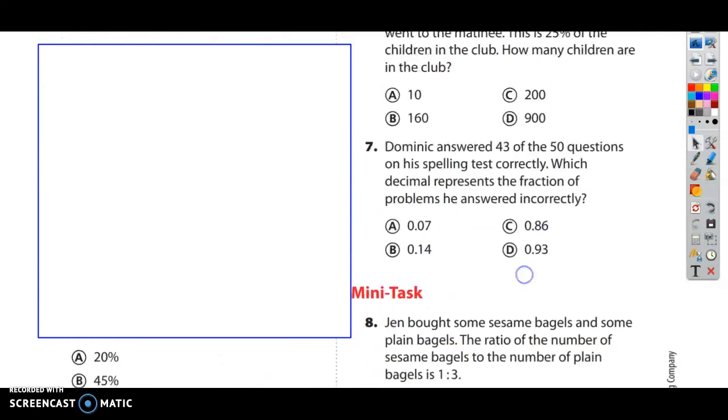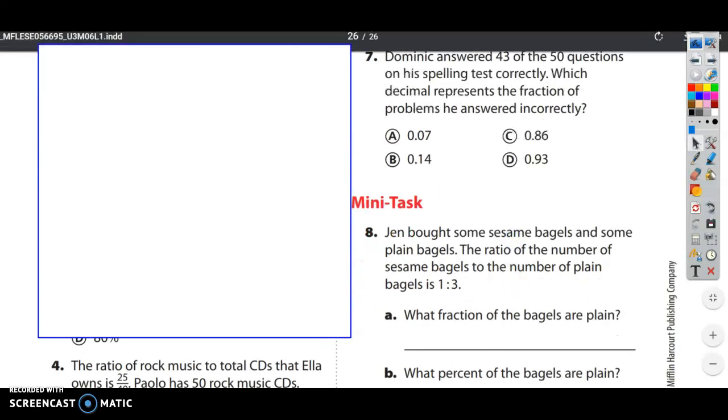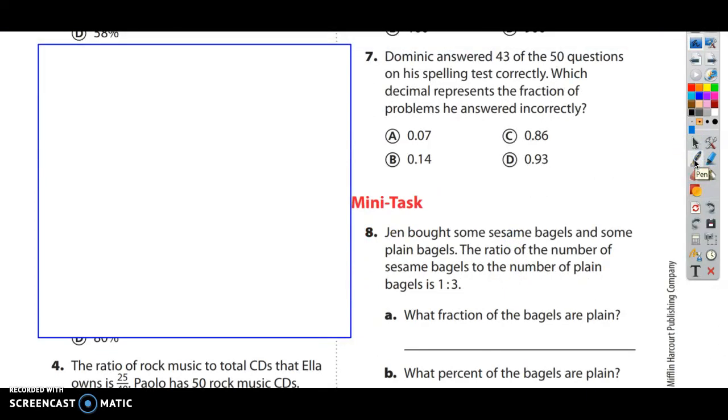On number 7. Number 7 reads, Dominic answered 43 of the 50 questions on his spelling test correctly. So that would look like this, 43 out of 50. Which decimal represents the fraction of the problems he answered correctly?